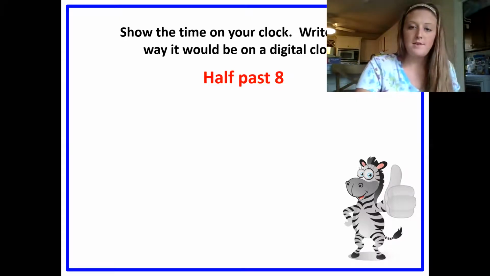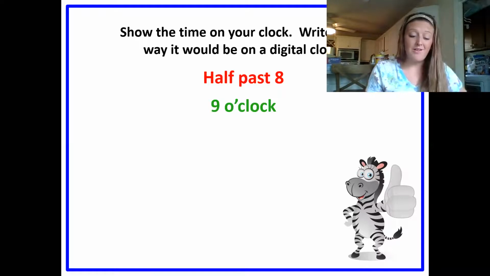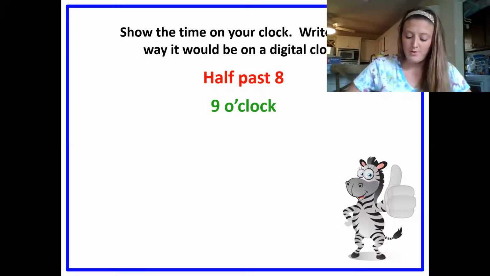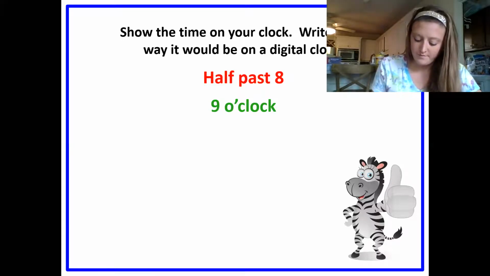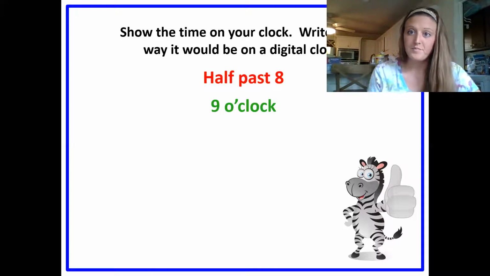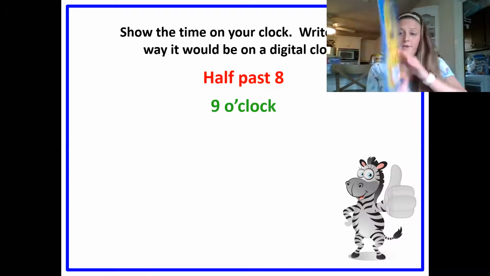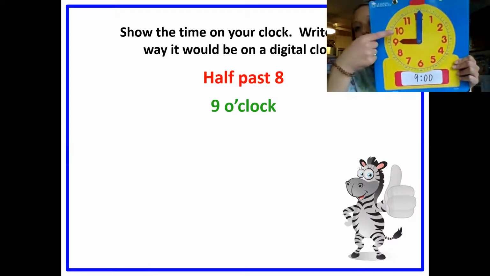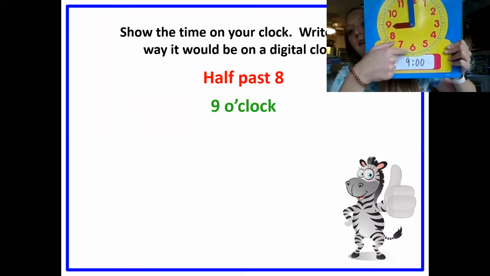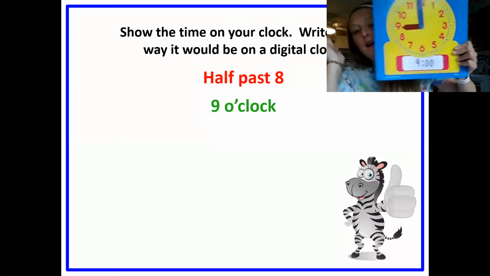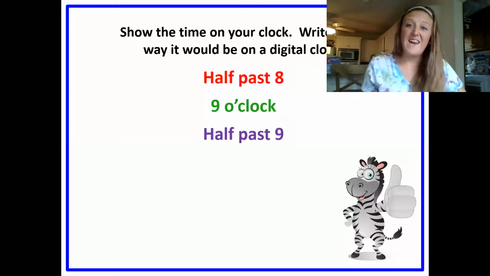Let's see if you guys can do another one. 9 o'clock. I'm going to do it while you do it. And I'm going to show you that my hour is at the 9. I have 0 minutes because it is o'clock, and it would be 9, 0 minutes, 9 o'clock. Very good. Let's try another one. 9:30. All right.